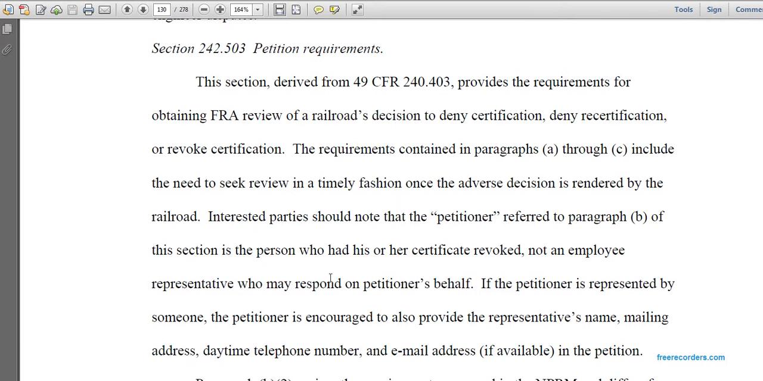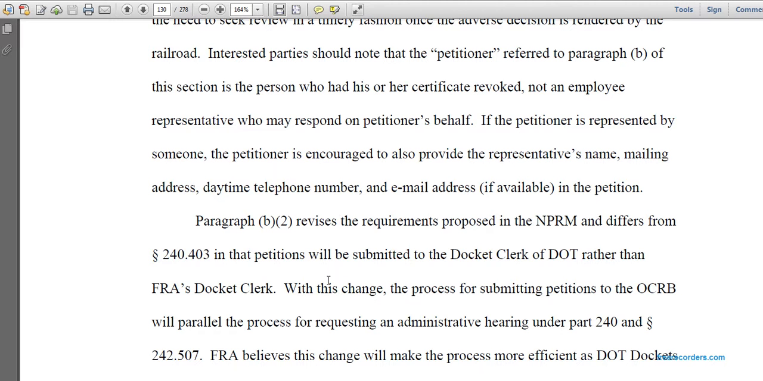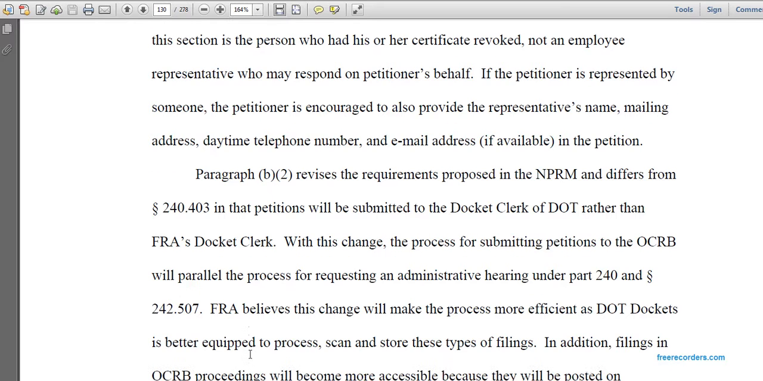If the petitioner is represented by someone, the petitioner is encouraged to also provide the representative's name, mailing address, daytime telephone number, and email address, if available, in the petition. Paragraph B2 revises the requirement proposed in the notice of proposed rulemaking and differs from section 244.103. In this rule, petitions are submitted to the docket clerk of the Department of Transportation rather than the FRA docket clerk. With this change, the process for submitting petitions to the Operating Crew Review Board will parallel the process for requesting an administrative hearing under part 240 and section 242.507. FRA believes this will make the process more efficient, as the Department of Transportation dockets have the equipment to process, scan, and store those types of filings.